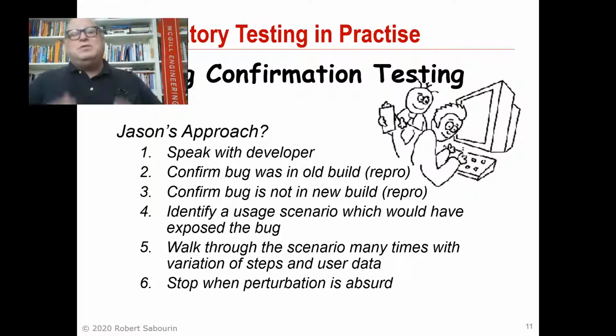Then what Jason would do is he would imagine, what is a usage scenario? What is something a user would do that would have exposed the original bug? And then he would walk through that scenario many times, but he would vary the steps, the order of execution, the order of data, how it was done. He would basically do perturbations on it and keep changing and changing and changing, and continue until he got to a point when, the way he described it, the perturbation was absolutely absurd.